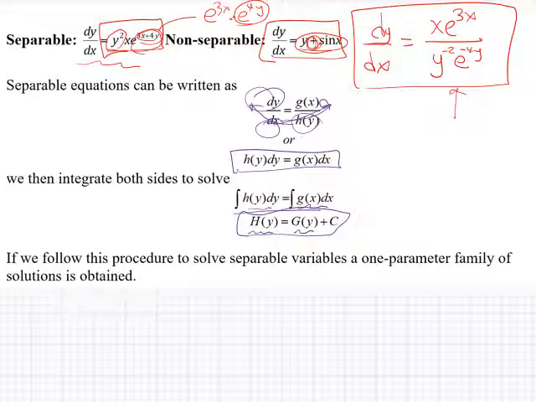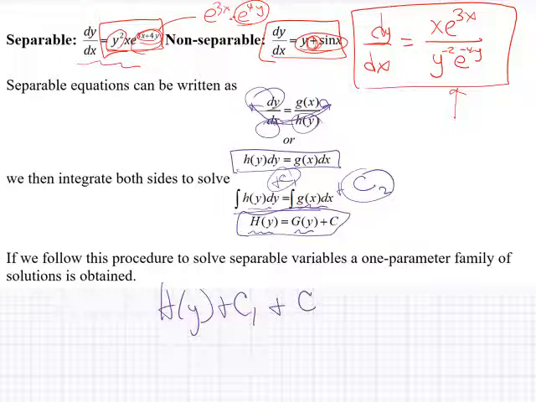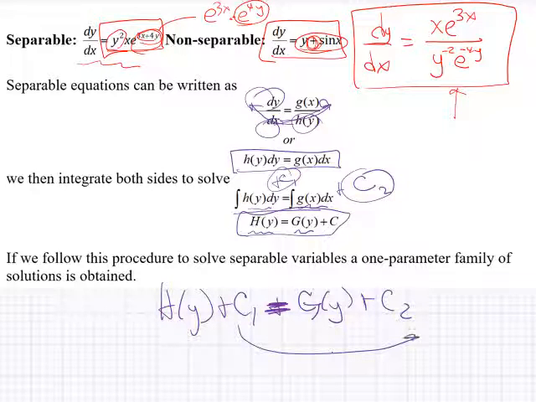Now, technically, this integral should have a plus C on it, and this integral should have a plus C on it, but the C here is not the same as the C here. Necessarily, they're both constants, but this would be a different constant than, say, this one. So if I call them C1 and C2, I could do that. But ultimately, if I had h of y plus C1 equals g of x plus C2, I could just move this constant to the other side of the equation by subtracting it.